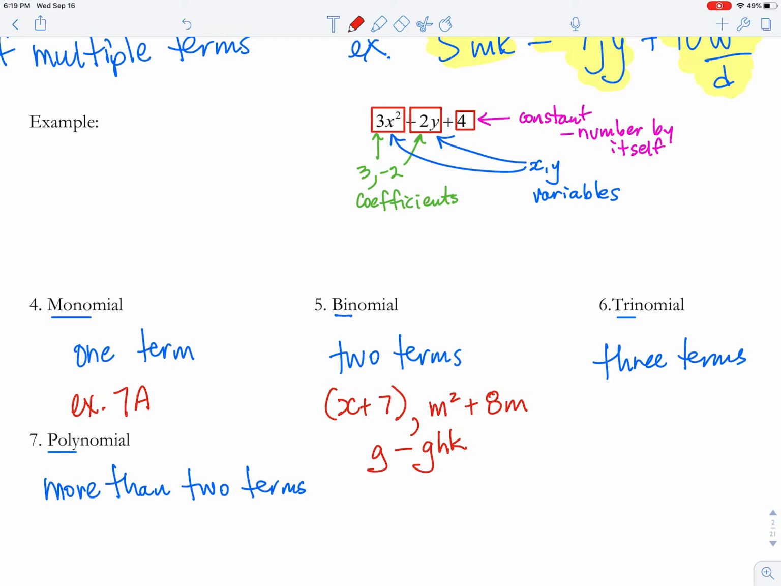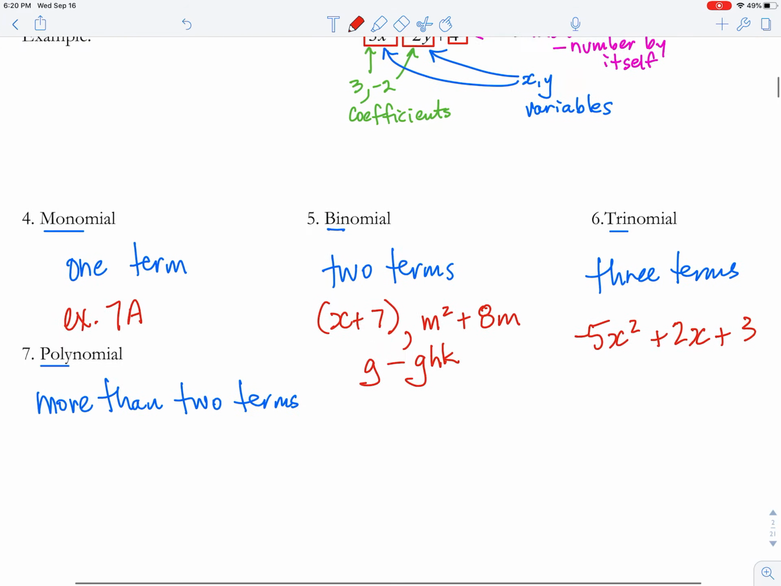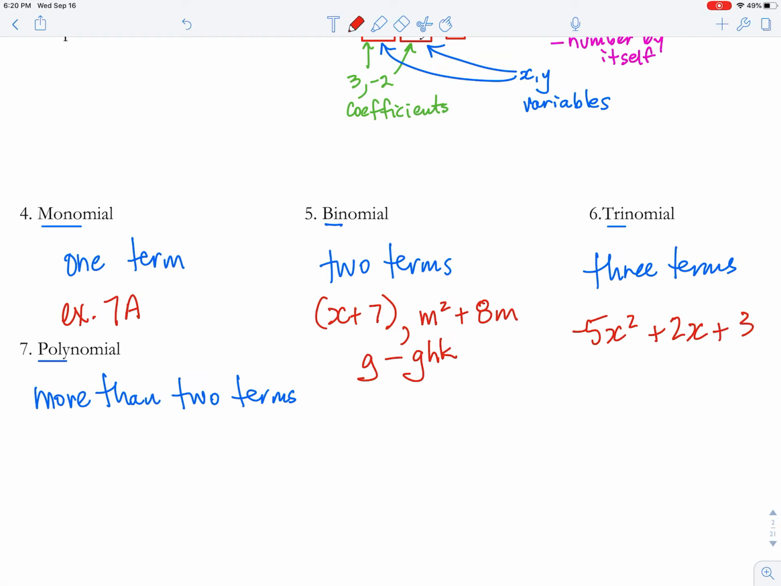3 terms, trinomial, the classic one would be something where you have a number out front of x squared plus 2x plus 3. So something where you have 3 terms, the first 2 terms that have the variables in them, and then a constant on its own. But a trinomial could also be something like 10mkv minus 2vg plus 7f. That also would be a trinomial with 3 separate terms.